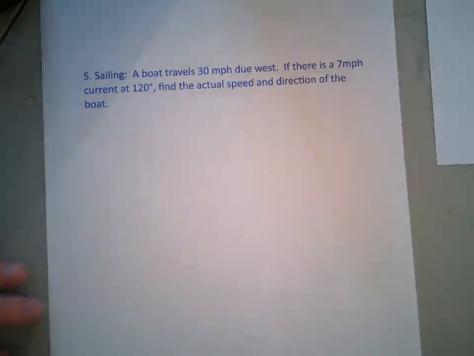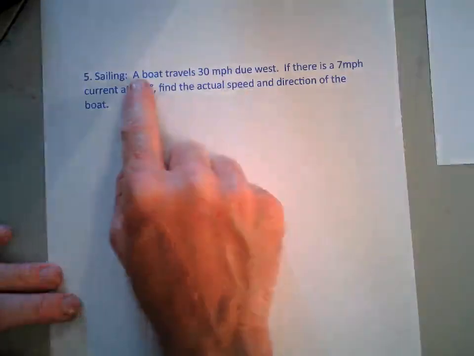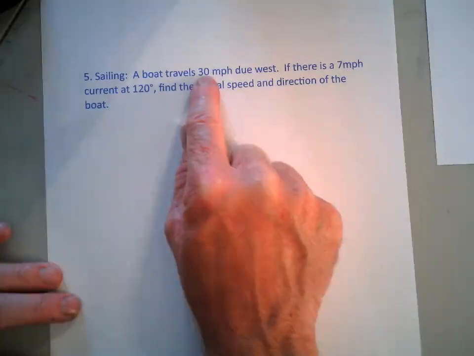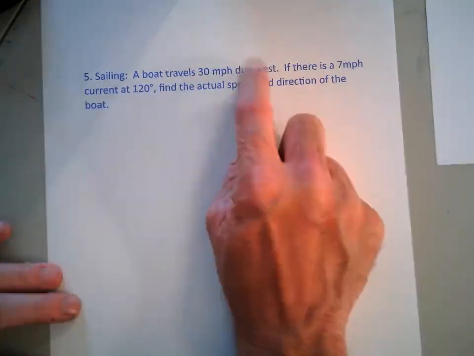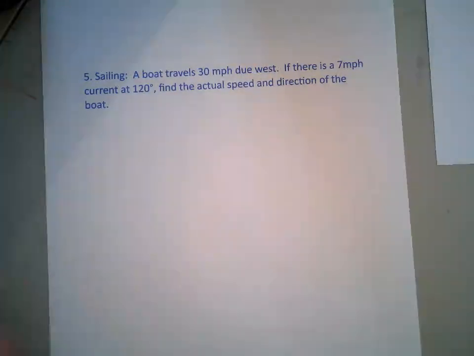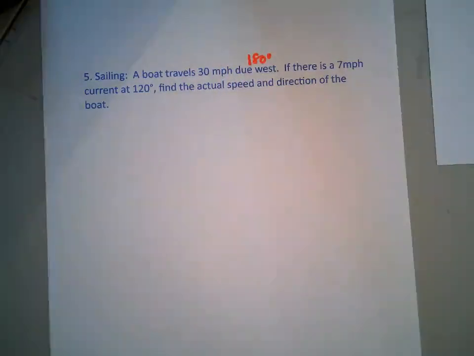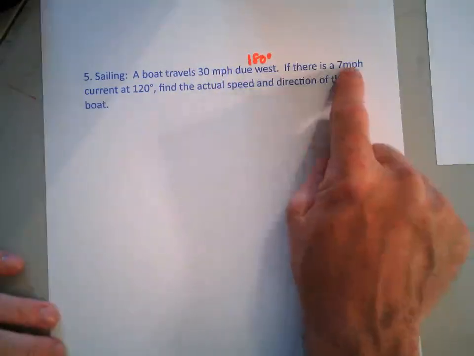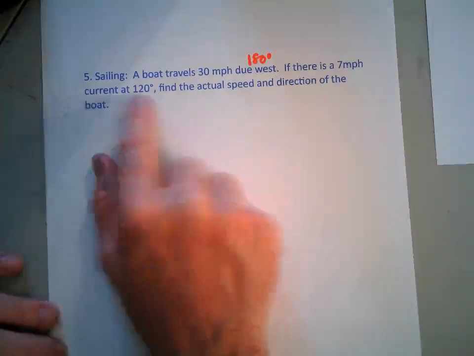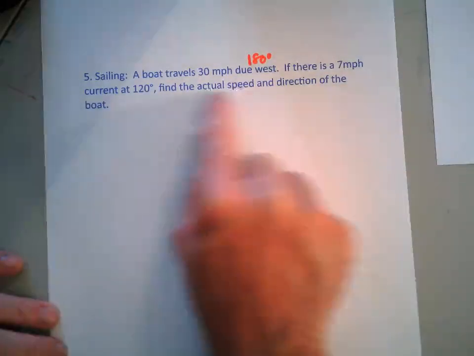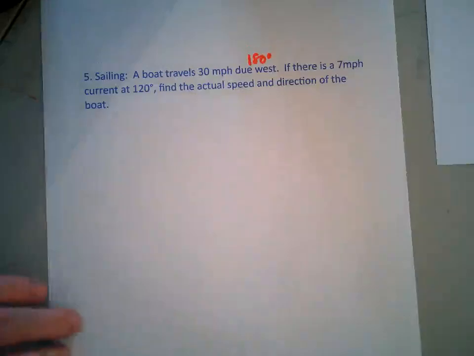Okay, so we have two vectors. We have a boat that travels at 30 miles per hour due west. Think about which direction due west is: 180 degrees. If there's a 7 miles per hour current at 120 degrees, find the actual speed and direction of the boat.